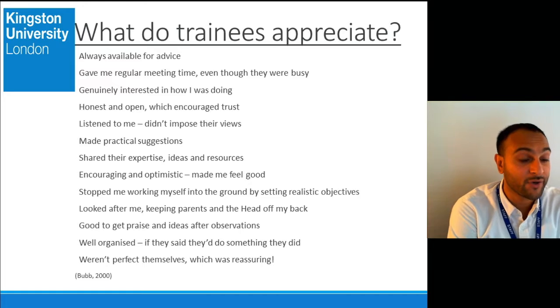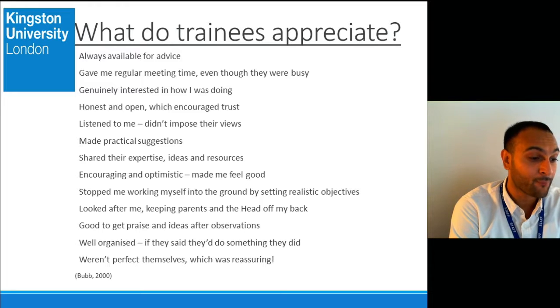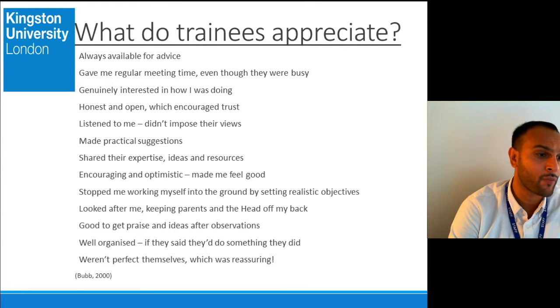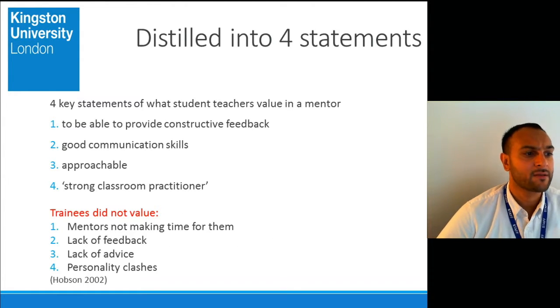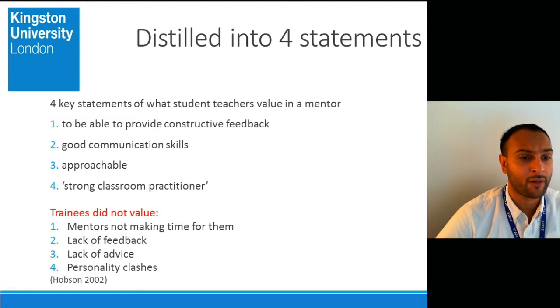So what trainees really appreciated generally was a mentor that was generous with their time. And we know increasingly in schools finding time is a challenge, but a mentor that was available really for them to give advice or to give some suggestions. I'll let you read through this list on your own. The PowerPoint is available, but I'll just distill it into 4 brief statements. So they really appreciated a mentor that was able to provide constructive feedback, had good communication skills, was approachable, and really a strong classroom practitioner and modeled strong teaching.